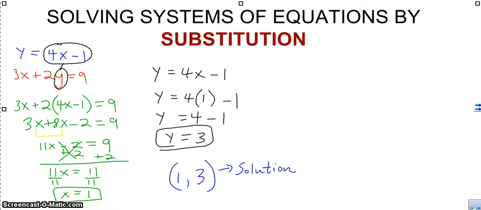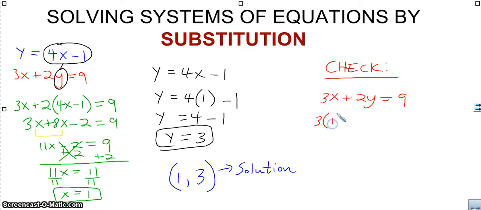But we still got to do our check. We know in algebra we can do a lot of checking. So let's do our check. Let's really make sure that this is our solution. Let's look at the second equation right here, 3x plus 2y equals 9. Well, we've got our value of x and y. Let's substitute them in and evaluate.